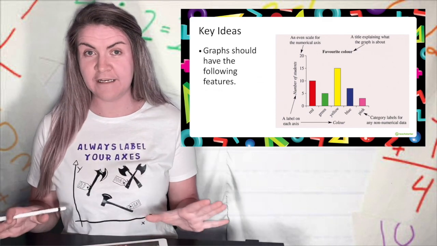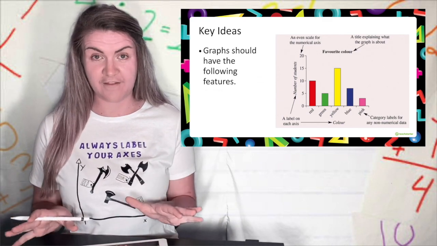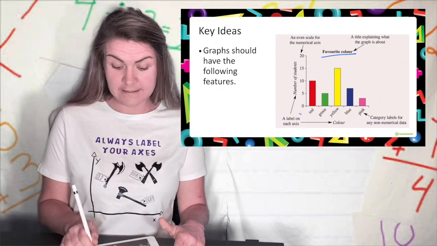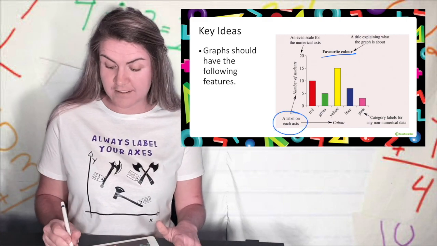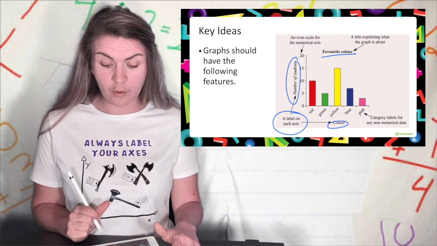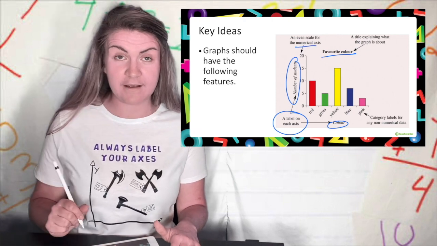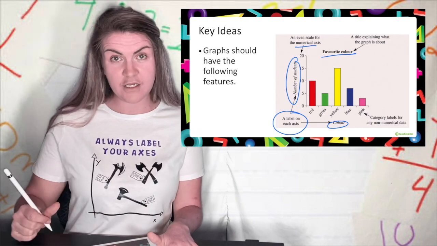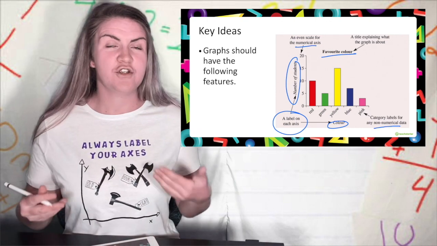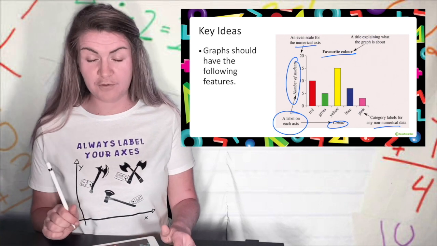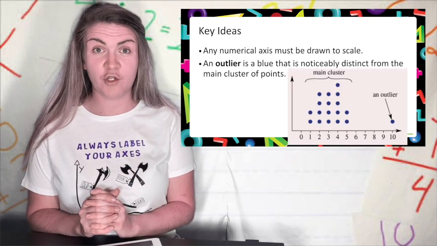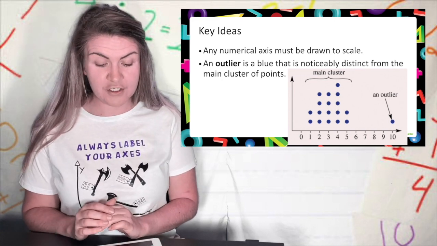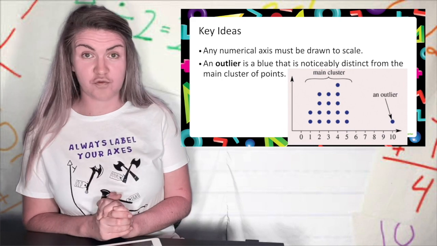Whenever you create any graph, it needs to have all of the following things. It needs to have a title that tells you what the graph is about. You need to label each of your axes to tell us what they are representing. You always need to make sure that your numerical scales are even, and we'll talk in the future about why that's super important. And if you have any non-numerical data, you need to have your categorical labels so people know what the data is representing. To make sure that you are always presenting your data fairly and you're not skewing the results, you need to make sure all numerical axes are drawn to scale.